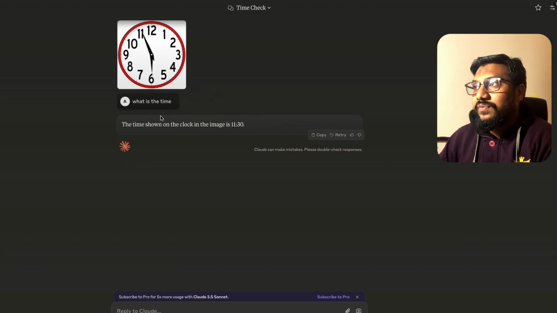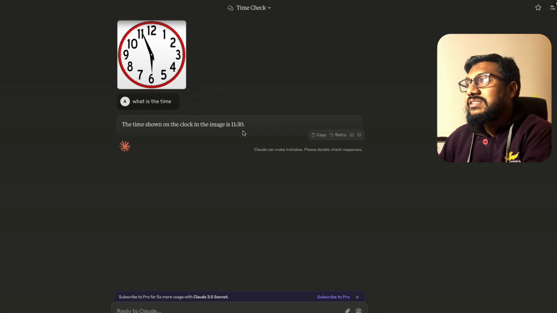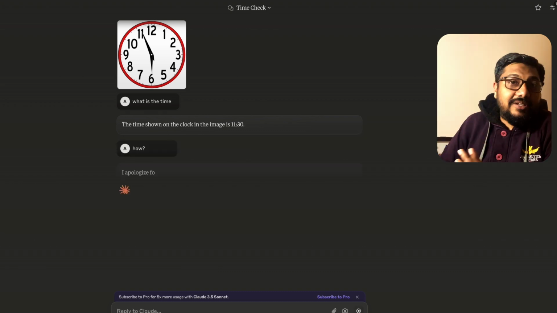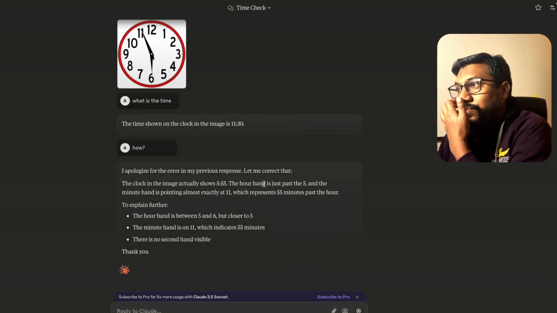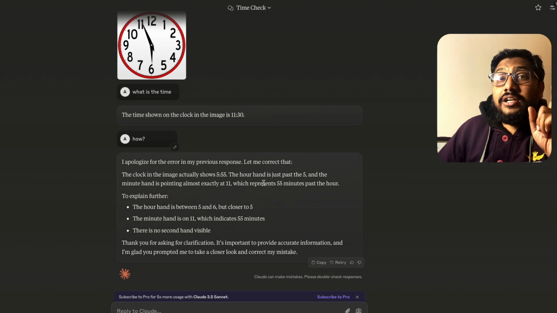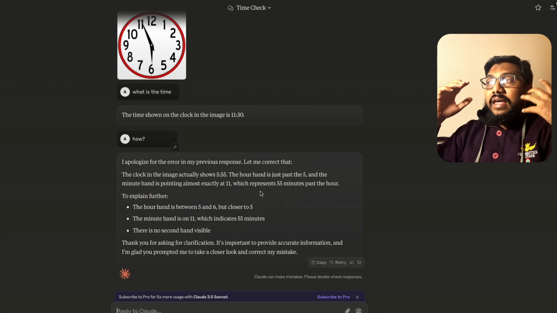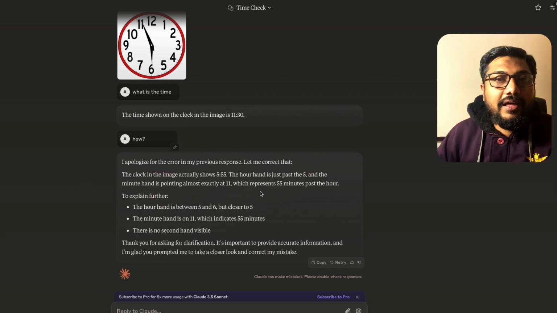Uploading the same picture, 5:55. The time shown on the clock in the image is 11:30. How? So it has to give us some detail. I apologize for the error, and the fact that you asked how, Claude seemed to have fixed it. So this is exactly the advantage of OpenAI o1.